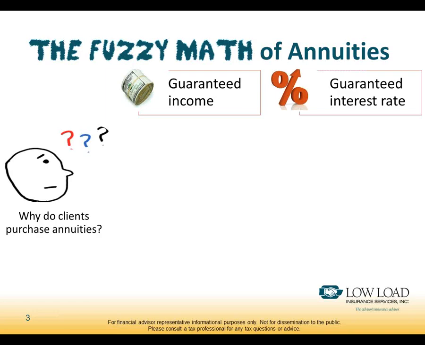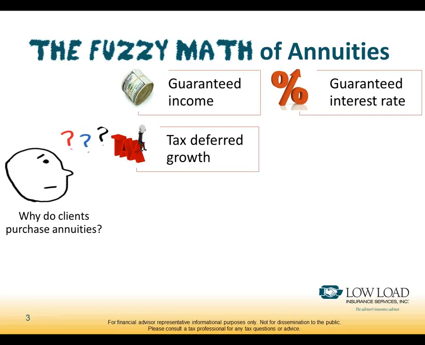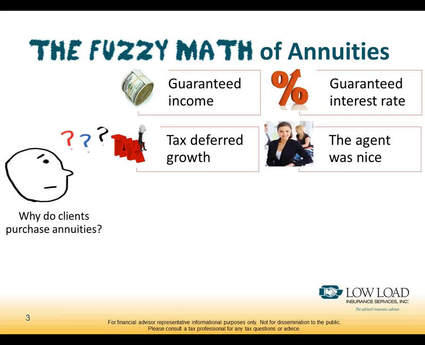The guaranteed interest rate, they like seeing that they are guaranteed something. I'm guaranteed to get 5%. They like that. They want tax-deferred growth. Anybody who's buying an annuity should be looking to get that tax-deferred growth with the annuity. My favorite is the agent was nice. You know, they sat across from some nice young woman who talked very nicely to them, and they just had to buy from them because they were so nice.